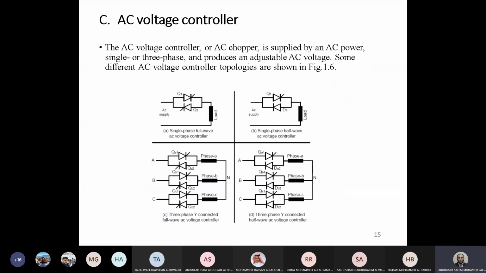Regarding AC voltage controllers, guys, we have also many topologies. It can be based on thyristors like that. We can control the voltage by means of controlling thyristor as well. It can be also diode along with thyristor, but this topology is not preferred because you will have average value for the output volt, and this is not recommended for AC loads.